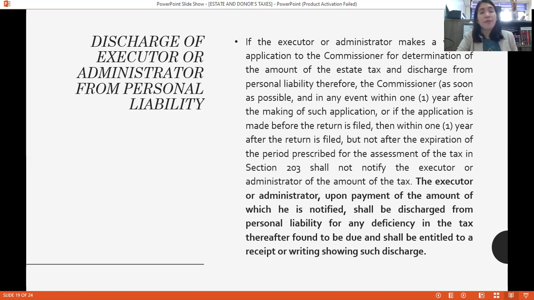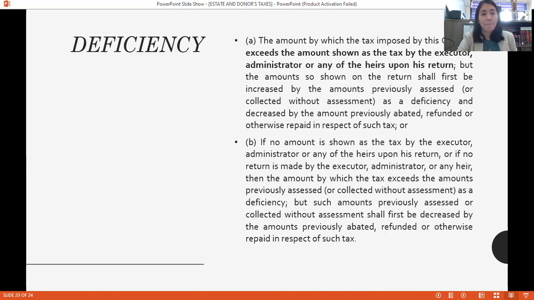So, kailan ba madi-discharge na from personal liability yung executor or administrator? Kasi we mentioned earlier na the executor or administrator has the personal or the primary liability to pay for the estate tax. So, madi-discharge na siya upon payment of the amount of which he is notified. Non-deficiency. So, basically yung deficiency, kapag merong kulang sa estate tax payment. So, yun yung deficiency. Okay?